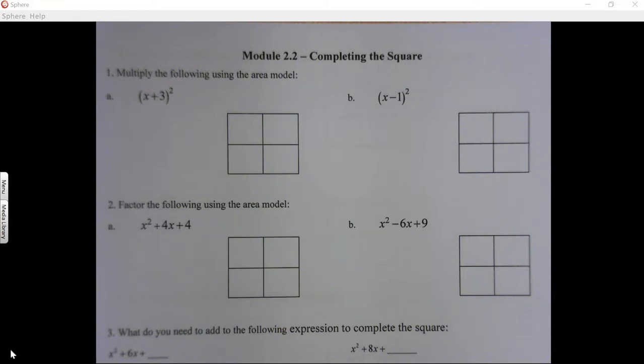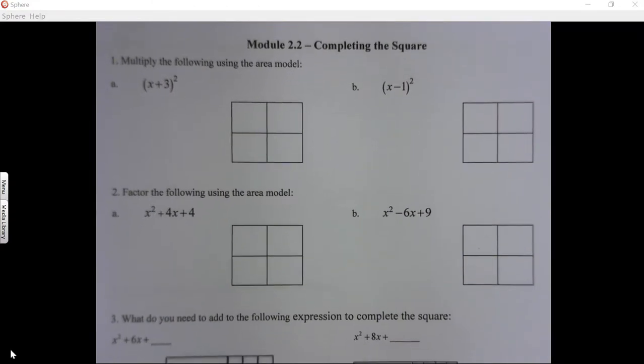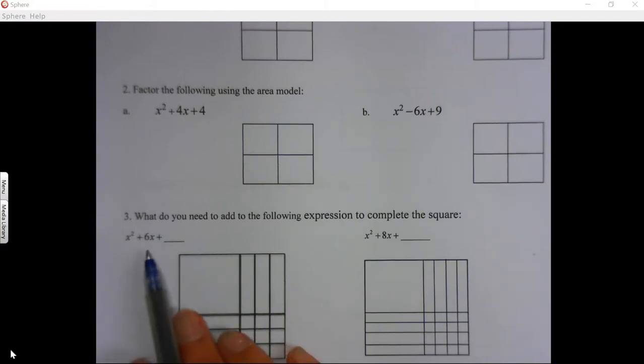So welcome to Mod 2.2, completing the square. I'm going to let you guys do 1 and 2 because I'm confident that you can use the area model to multiply out number 1 and to factor number 2. I'm going to start with number 3 that says, what do you need to add to the following expression to complete the square? And so our first example says we have x squared plus 6x.